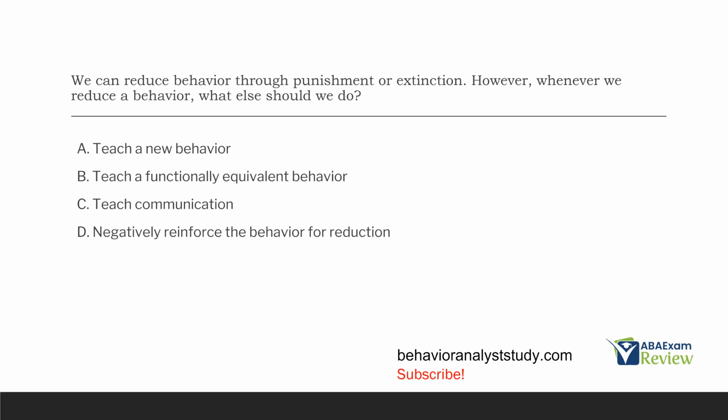And then D, negatively reinforce the behavior for reduction. That answer doesn't make sense. You don't negatively reinforce for reduction, right? Reinforcement increases. So reducing behavior through punishment or extinction, right? When we take it away, we need to teach a functionally equivalent behavior. Remember the fair pair rule. What you take away, you've got to add.